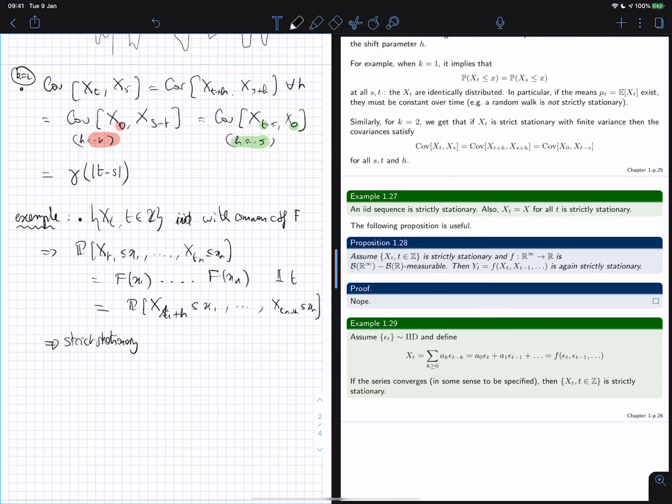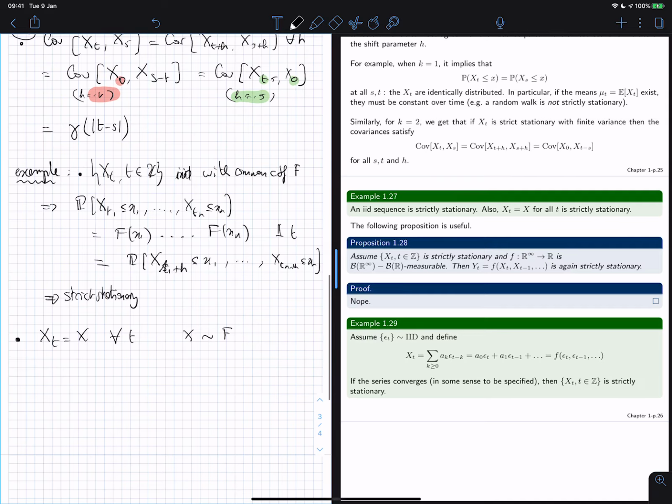Another example, which is also trivial but will also be useful, is if you take Xt equal to X for all t, and let's say X has a distribution F. Then that is strictly stationary because nothing depends on t. So I guess that's okay for everybody.